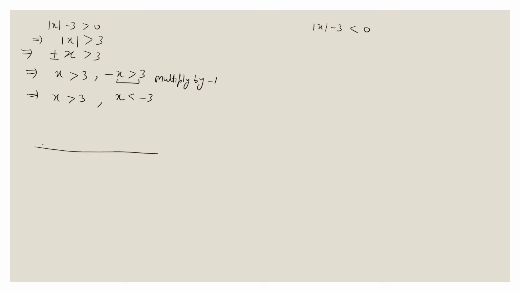So how to plot this solution? This is infinity, this is minus infinity, minus 3 and 3 here. So less than minus 3 towards this side and greater than 3 towards this side. Okay. Now, as the case is of strict inequality, so we need to put a hole here to indicate that the endpoints are not included. So let us see the other case.